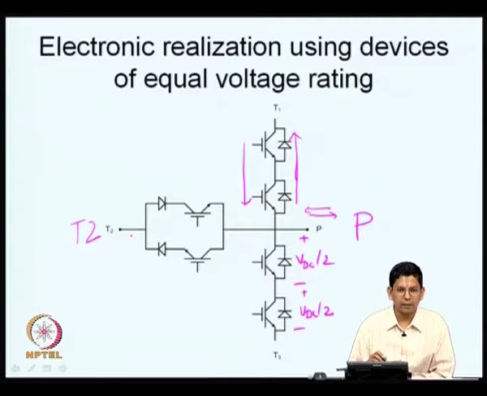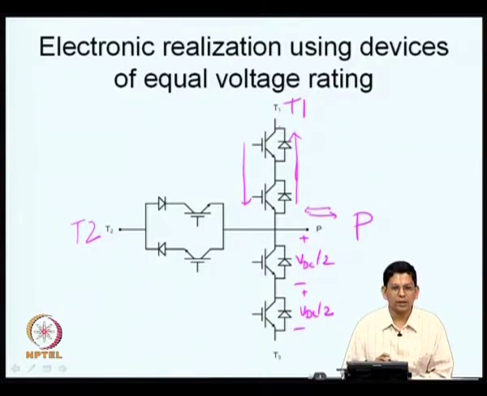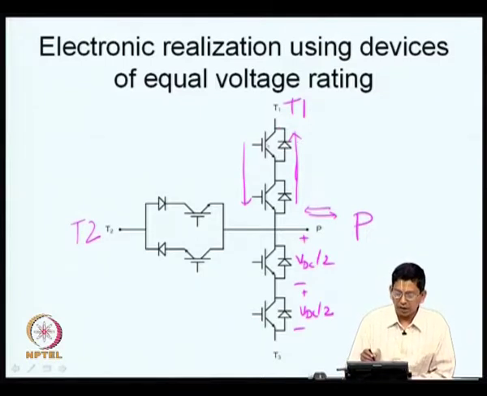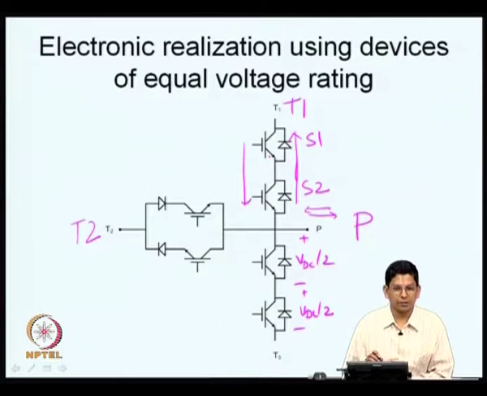In such a case, pole P should not be connected to T1. How do you ensure that? It can be ensured by having either one of the two top transistors, let me call them as S1 and S2, off. Both of them could be off, or even one of them could be off. So, it is enough if one of them could be off, and it is enough if S1 alone could be off.